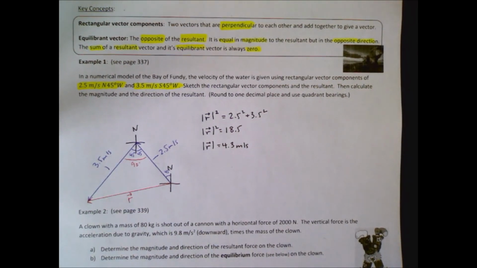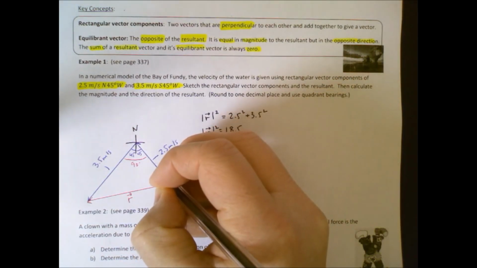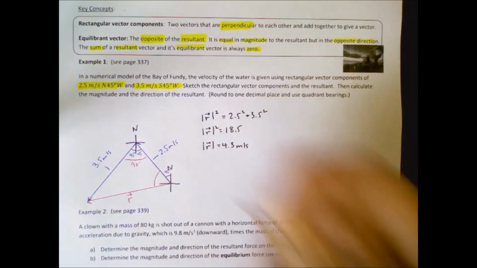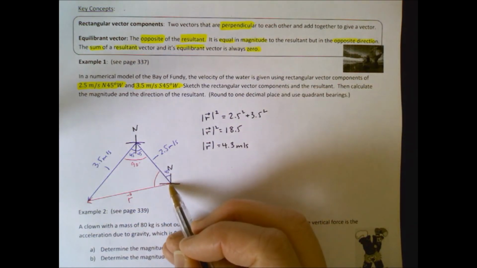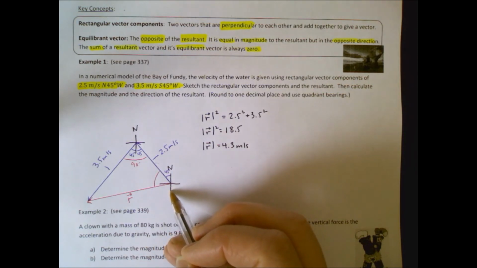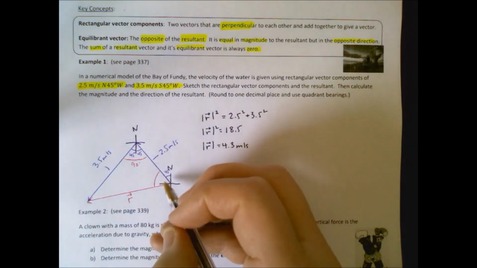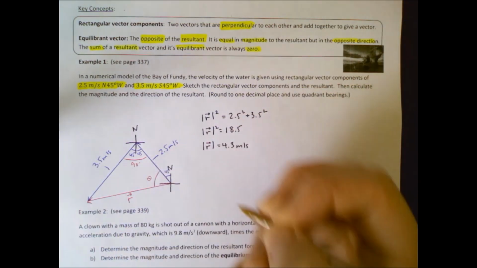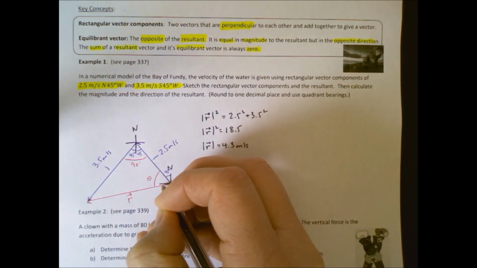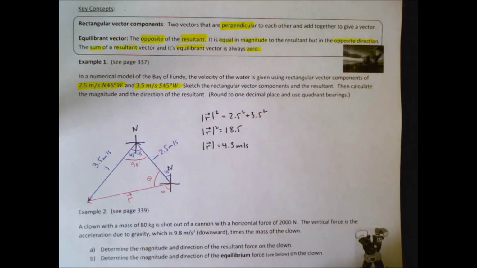Now it wants it in the direction. So I want to find this angle here. Once I find this angle, what I really want is the direction of this. So I can see that this angle is in the southwest quadrant. But I'm going to find this angle here. I'll call this angle here theta. But what I really want is this angle here. It's called alpha. So let's find theta first.